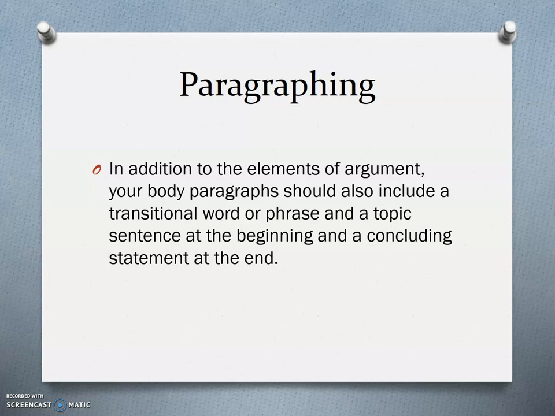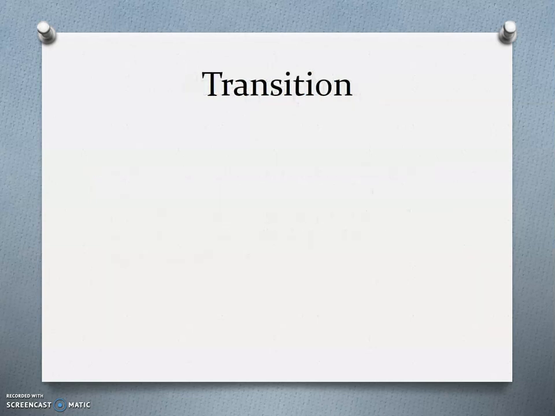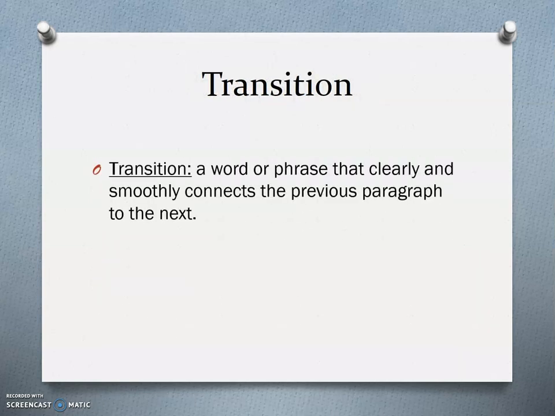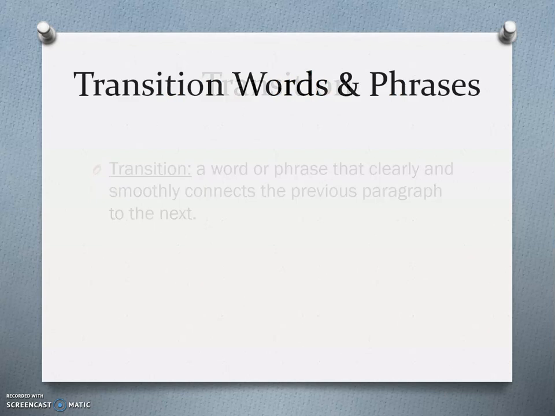However, you will also have a transitional word or phrase, a topic sentence at the beginning, and then at the end of the paragraph you will have what we call a concluding statement. So first, a transition. A transition is a word or phrase that clearly and smoothly connects the previous paragraph to the next. And what this does is it just makes it very readable for your audience. They can follow along, they can see that we're moving on to a new idea. It just creates a flow in your writing and what we call readability.